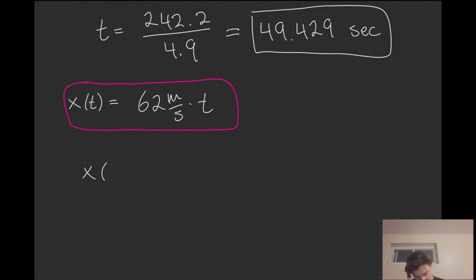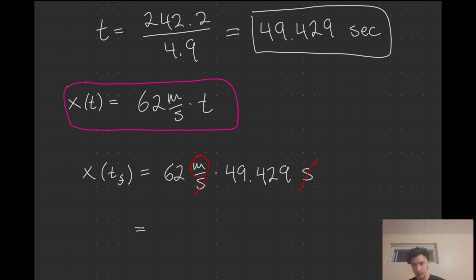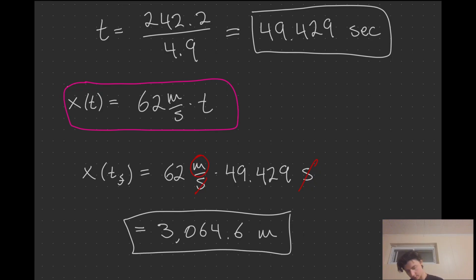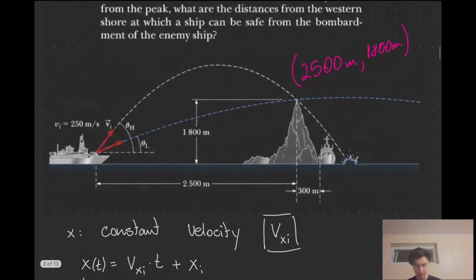X at t final is equal to 62 meters per second times 49.429 seconds. The seconds cancel, leaving us with meters, which looks great. And what we get is 62 times 49.429. We get 3,064.6 meters. This is looking good, and this is our final answer. Let's put this in green. 3,064 meters. Let's see if this actually makes sense.